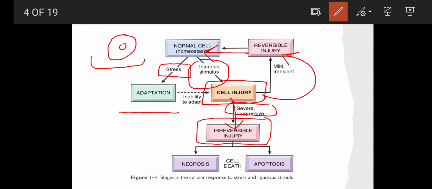In case of irreversible injury, the cell undergoes cell death. And this cell death is of two different types: one is called necrosis, another is called apoptosis. Necrosis is basically a passive process, whereas apoptosis is an active process. These are the two different types of cell death through which the cell dies.